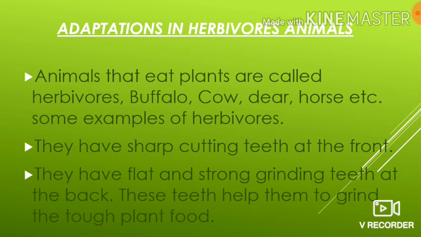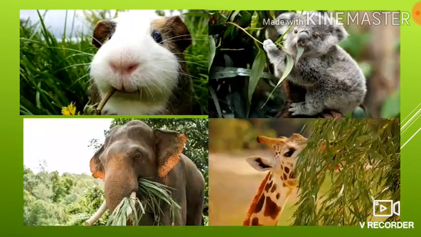Herbivores animals means animals that eat plants are called herbivores animals. Example: buffalo, cow, deer, horse, etc. And they have sharp cutting teeth at the front, and they have flat and strong grinding teeth at the back. These teeth help them to grind the tough plant food.